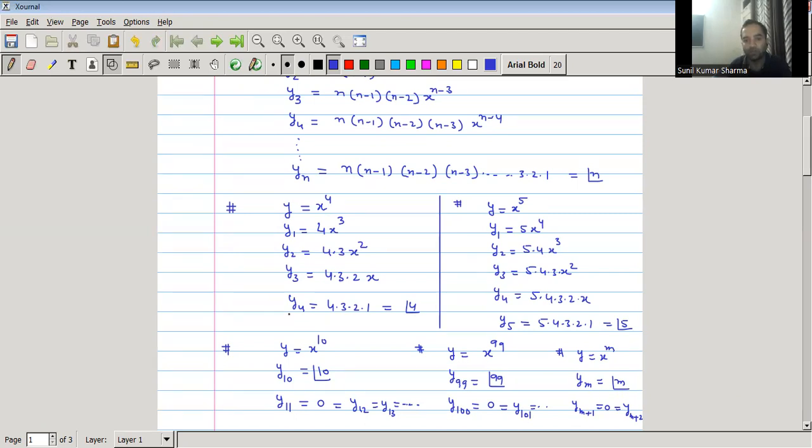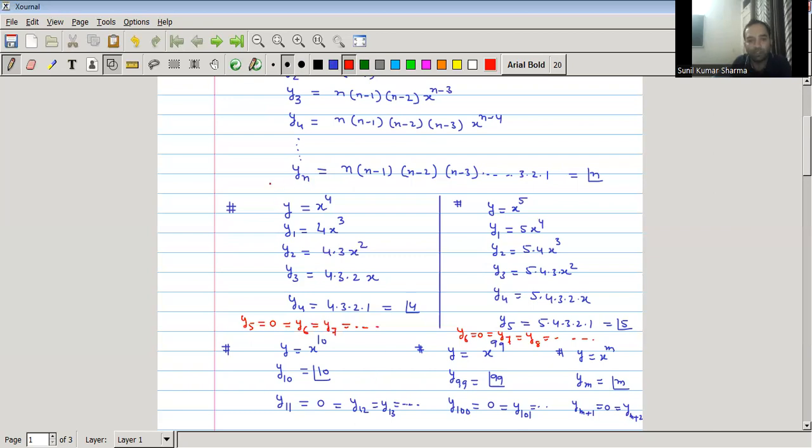Okay. So can someone tell me what is y5 here? Yes, y5 is 0. What is y6? We get 0. The derivative of 0, and all other derivatives greater than or equal to 5, we get 0. Similarly, y5 is equal to 5 factorial. So we get y6 equal to 0. That is equal to y7, that is equal to y8, that is equal to y9 and so on.